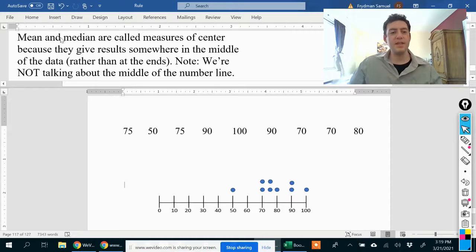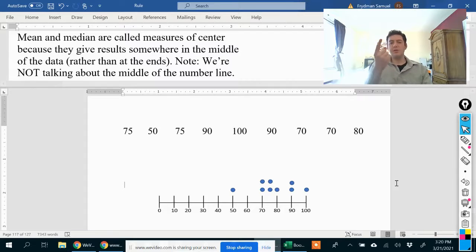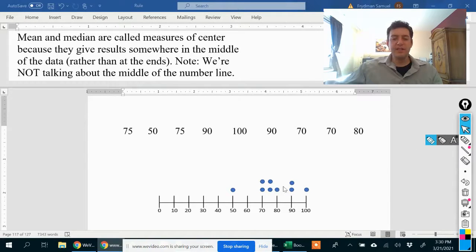And what I want to talk about next is that mean and median are called measures of center because they give results somewhere in the middle of the data rather than at the ends. Okay, so here is the data, and here we can see it visually on a histogram. If you were to just use your eyes and maybe also your finger and just point to where the middle of those dots are, where would you point? Would you point over here? Would you say that this is the middle of the dots? No, this is all the way on the left side of the dots. Would you point over here and say this is the middle of the dots? No, that's all the way on the right side of the dots. You would probably point somewhere in this general area and say somewhere around here is the middle of the dots.